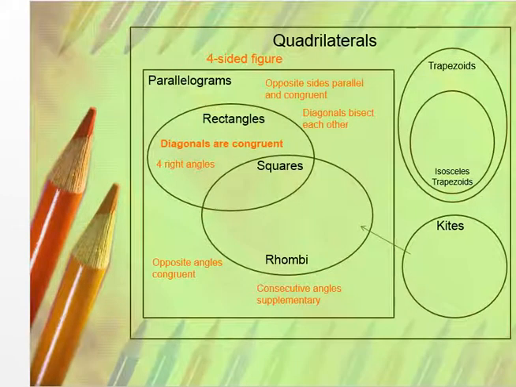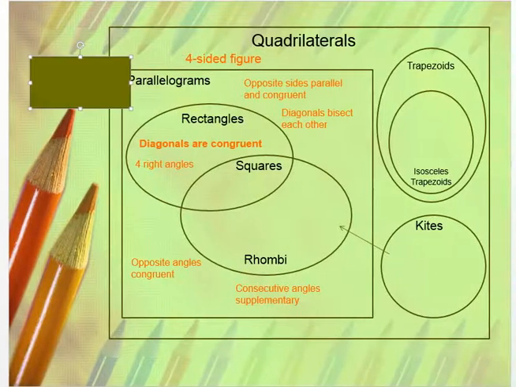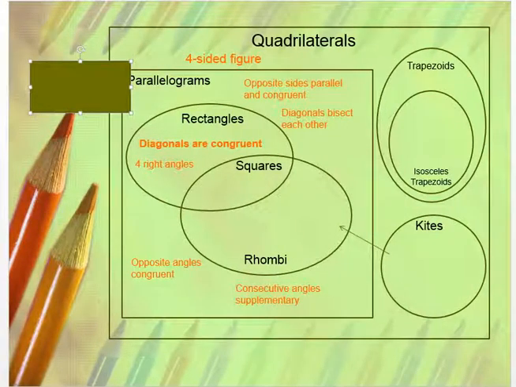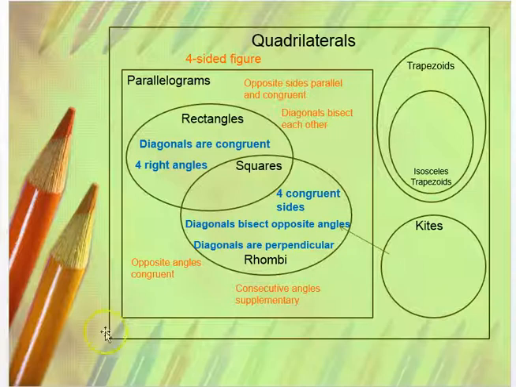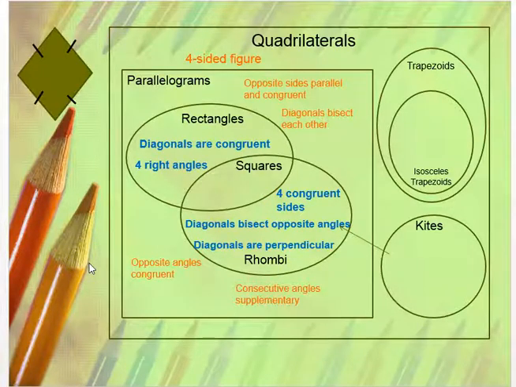Alrighty, moving on to a rhombus. Alright, so you can write those down. You can pause the video real quick and write those down. Right now I have my rhombus up there. So what we notice, we have 4 congruent sides. The diagonals bisect the opposite angle.